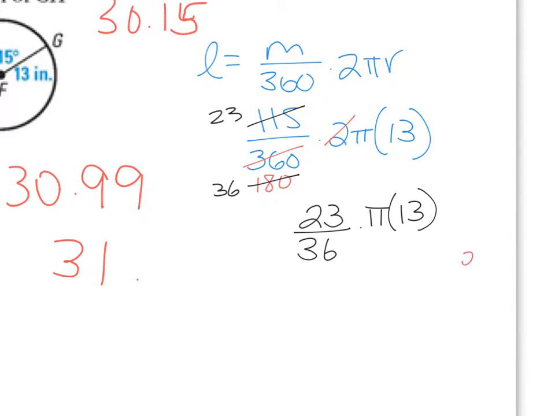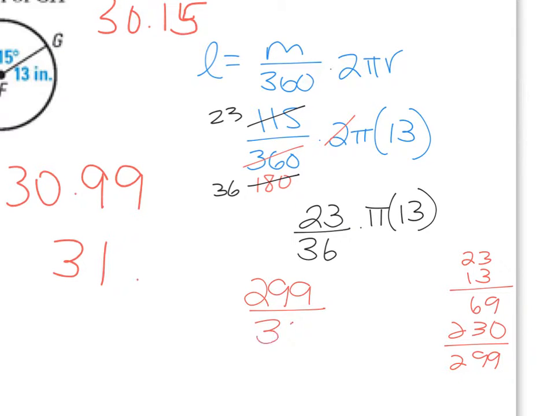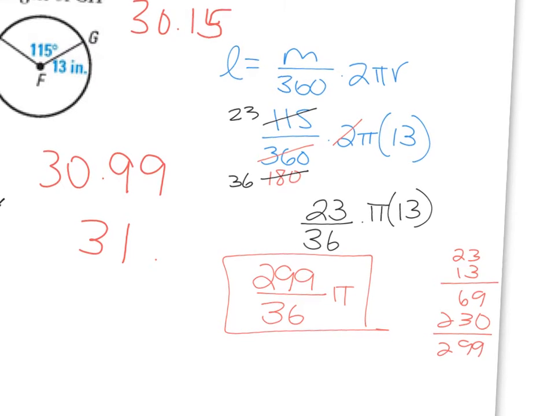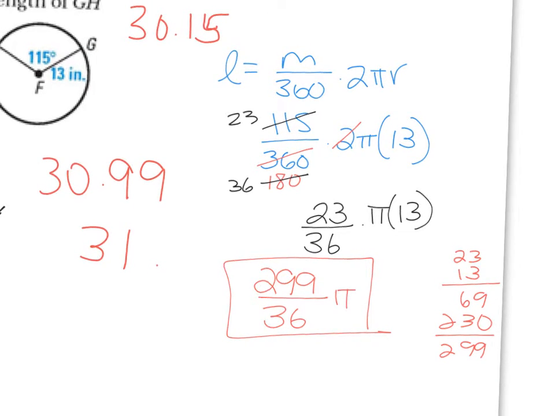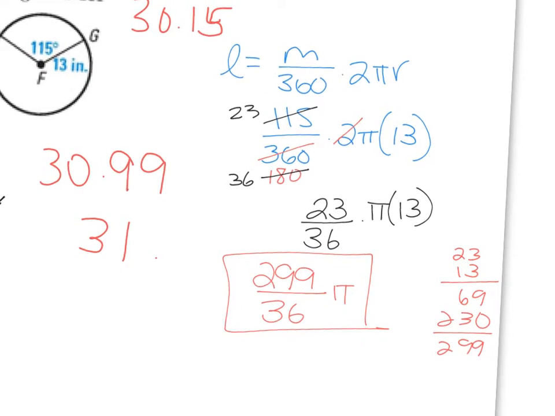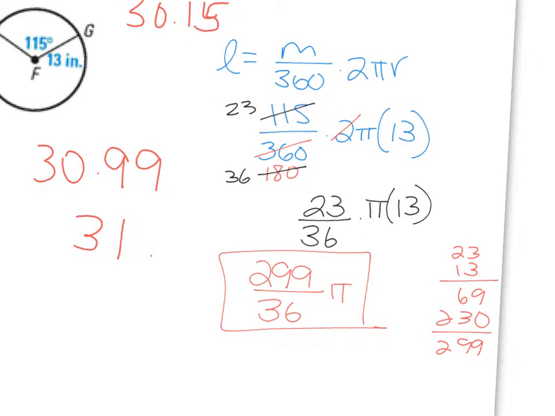And you can use your calculator to do the math, but don't keep this in terms of a decimal. So 299 over 36 pi. So that's one, like it will say it in the directions, but you will keep it in terms of pi. The review didn't say it, but on the test, it's going to explicitly say keep it in terms of pi. So if you use your calculators on those, you will lose credit. Just be really careful. Okay?